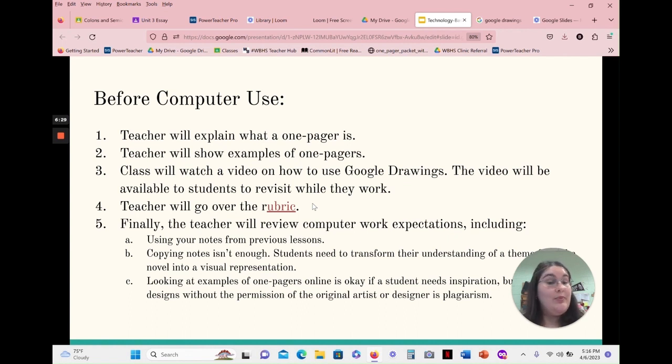They can look at examples of one-pagers online. That's okay, but I would review with them that if you are not giving credit to the original artist and you do not have permission from them to use their design, that is plagiarism. I have had in the past students trace one-pagers from online, where teachers had posted students' examples, and it was plagiarism. They did get a 0.